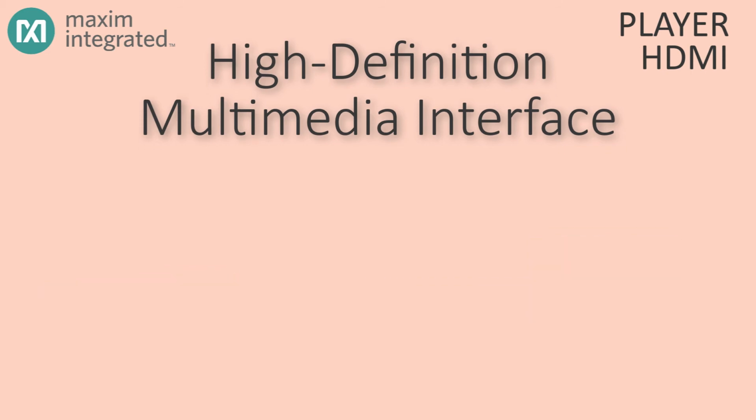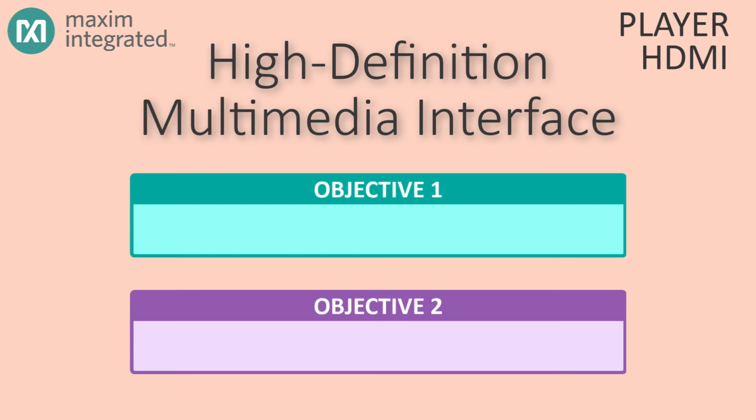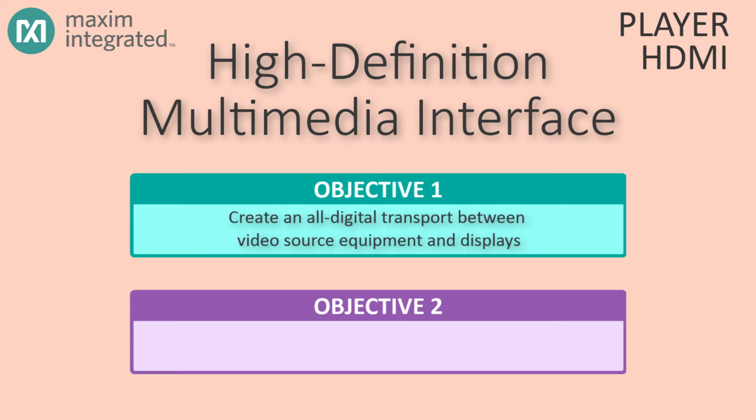See, HDMI was originally developed to fulfill two major objectives. First, with the advent of DVD and digital cable and satellite TV and even digital over-the-air programming, the industry really needed an all-digital mechanism to connect a video source to a display. And second, given the rampant piracy seen in the videocassette era, they needed a way to protect the content of the video stream from copying.